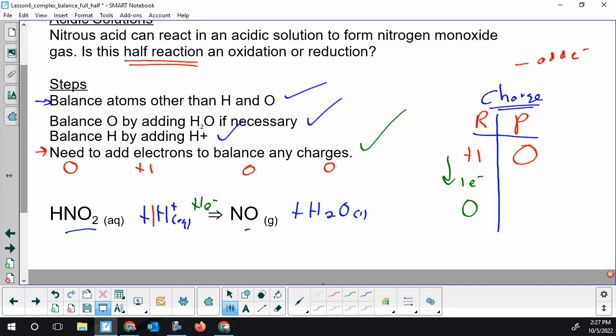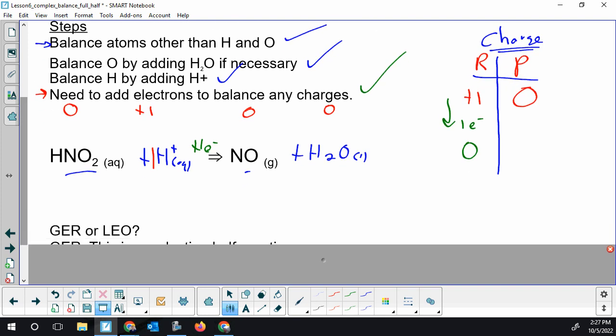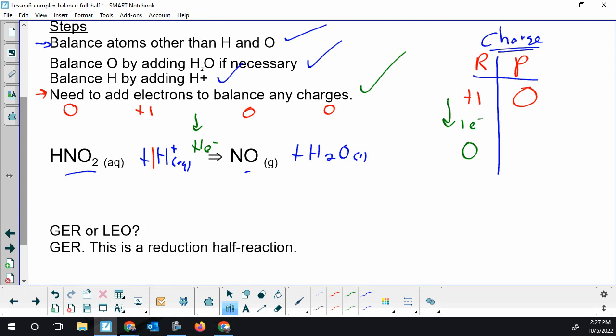So: atoms other than O and H, O, H, electrons. So we can answer our question. Is this LEO or GER? Are we gaining or losing? Well, our electrons are a reactant. So this is a GER. This is a gaining. This is a reduction half reaction. Let's do that a couple more times, and then you can practice.